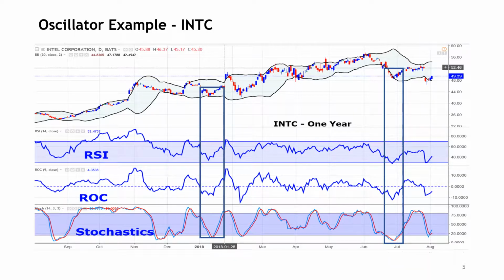All right, here is Intel, and you can see it's pretty much the same deal. These guys all measure the same thing. So again, just pick one or two and try to master it. It's pretty funny when I see people that have like 8 or 10 different oscillators on their charts, because it's definitely overkill.